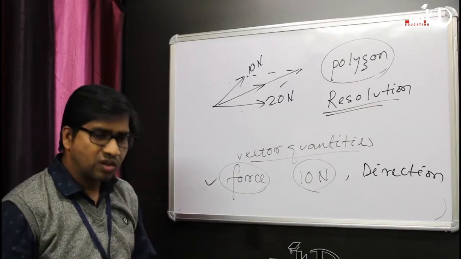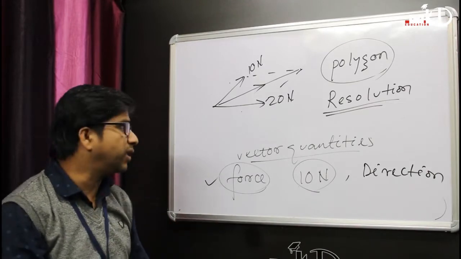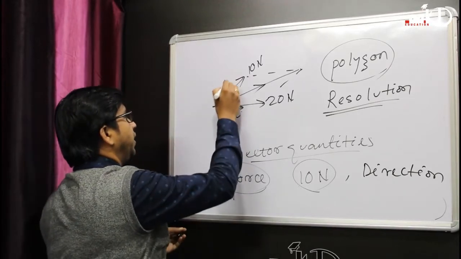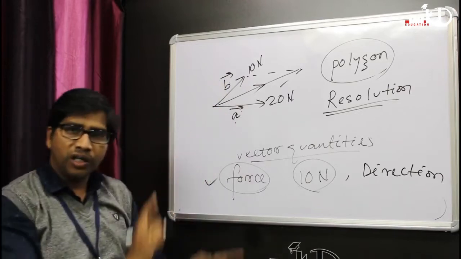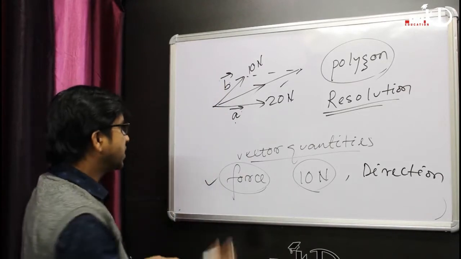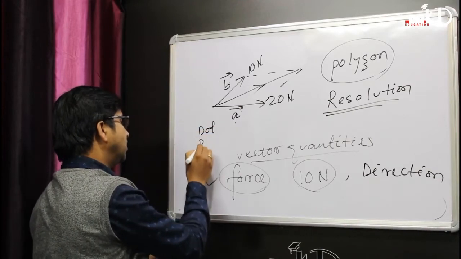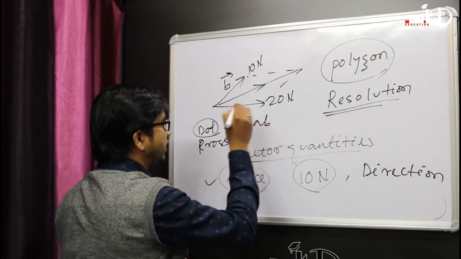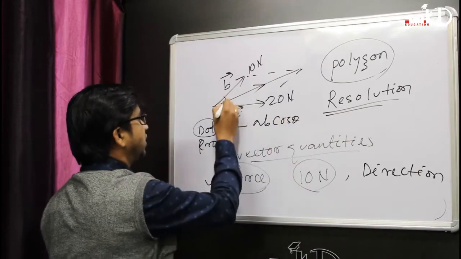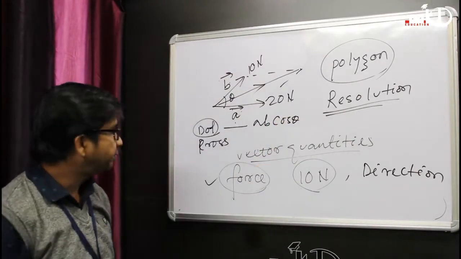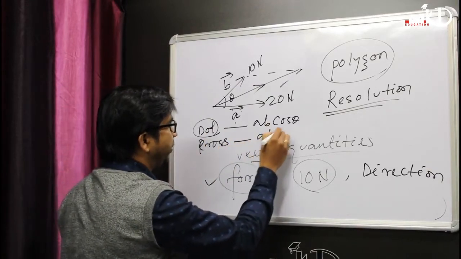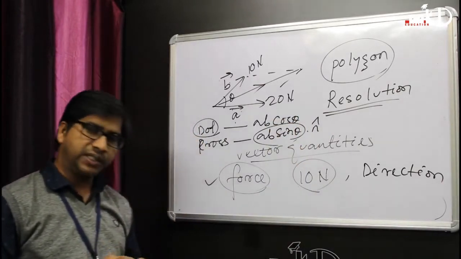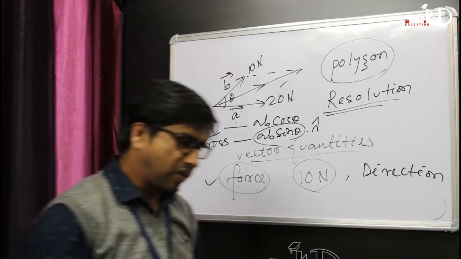Vectors also have a product. Scalar product, 3 into 5 is 15, is algebraic multiplication. Suppose A is one vector and B is another vector. A and B can be multiplied in two ways: one is called the dot product, another is called the cross product. The dot product gives a scalar, A dot B equals AB cos theta, where theta is the angle between A and B. The cross product is AB sin theta n cap, and of course it is a vector quantity, that's why n cap is written, which represents the direction. All these things you will read, I am not going into detail again.